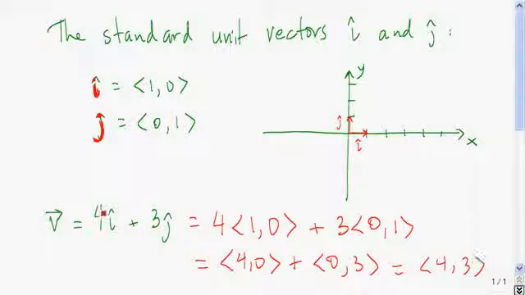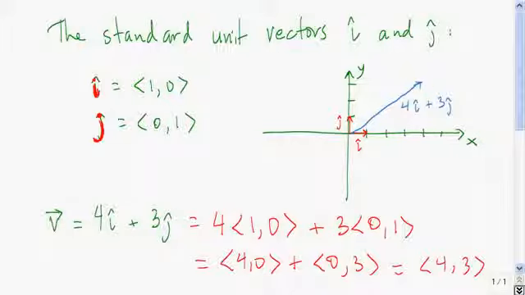So for the vector 4i plus 3j, we just go 4 units in the x direction and 3 units in the y direction, and that takes us to the vector 4i plus 3j.